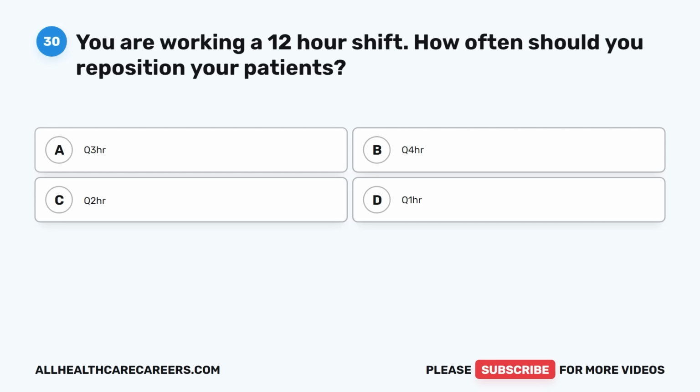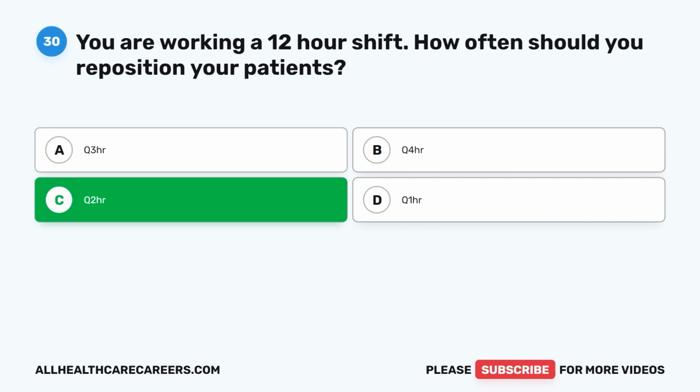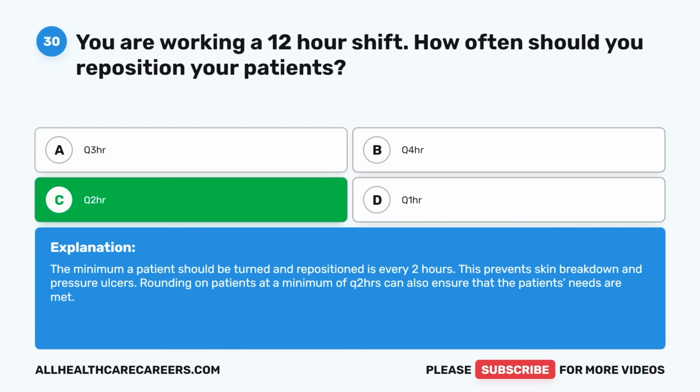Question 30. You are working a 12-hour shift. How often should you reposition your patients? A. Every 3 hours. B. Every 4 hours. C. Every 2 hours. D. Every 1 hour. The correct answer is C. Every 2 hours. The minimum a patient should be turned and repositioned is every 2 hours. This prevents skin breakdown and pressure ulcers. Rounding on patients at a minimum of every 2 hours can also ensure that the patient's needs are met.